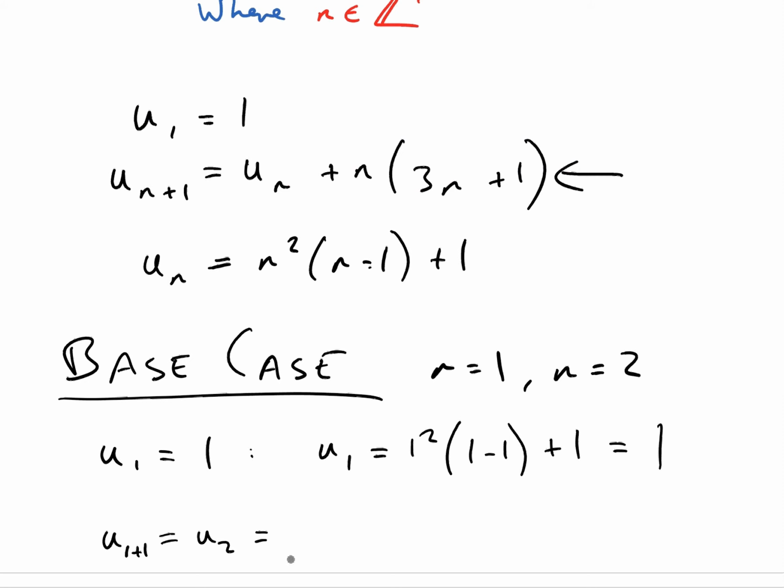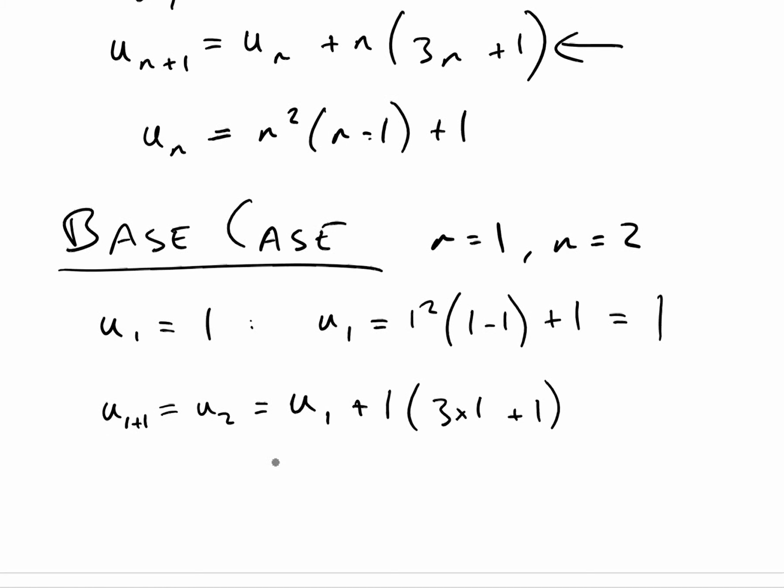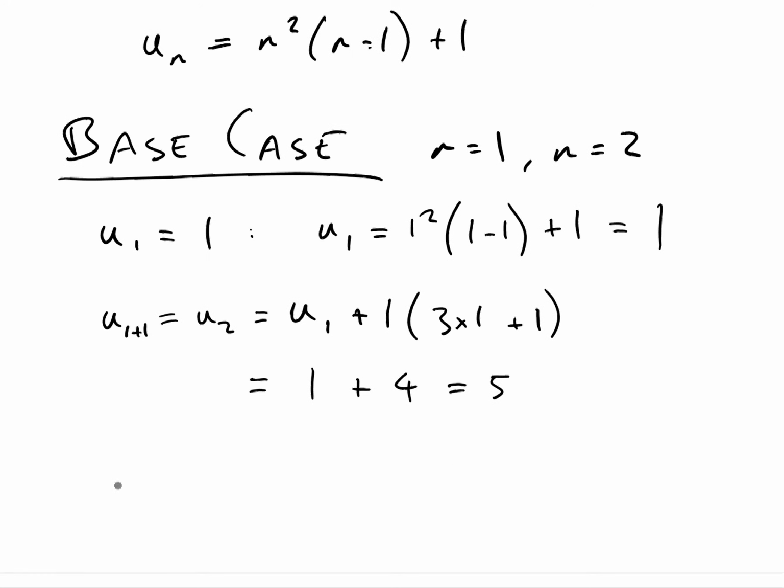It's going to be given by u1, remember n is 1 in this case, so 1 plus 1 times 3 times 1 plus 1. And we know that u1 is equal to 1. So it's going to be 1 plus 3 times 1 plus 1, which is 4 times 1, which is 4. So 1 plus 4, which of course is going to be equal to 5. So we know now that u2 equals 5.